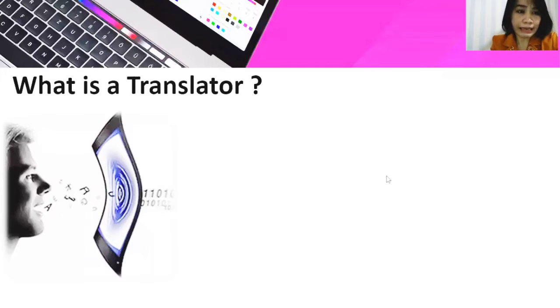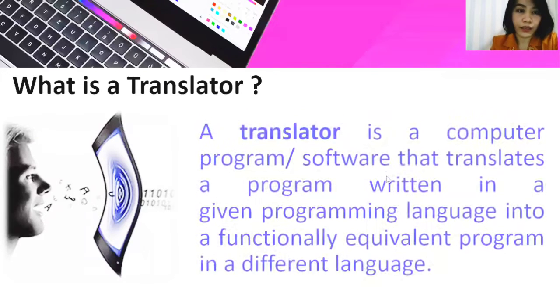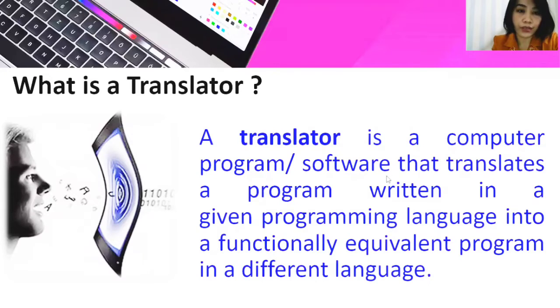Now, what is a translator? A translator is a computer program or software that translates a program written in a given programming language into a functionally equivalent program in a different language. For example, you may write a program in Java, which is a high-level language. The program that you have written eventually needs to run on the CPU, and thus needs translating into the machine code or a low-level language that the CPU understands.